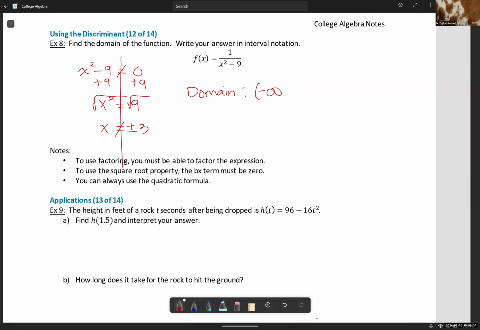We learned the first week of class how to write that. Negative infinity to -3, -3 to 3, and 3 to positive infinity. And there you have it.